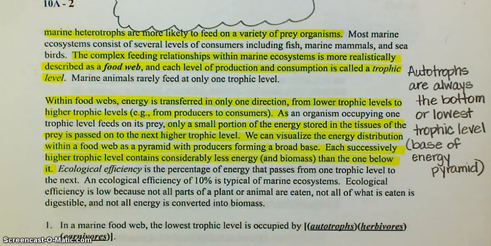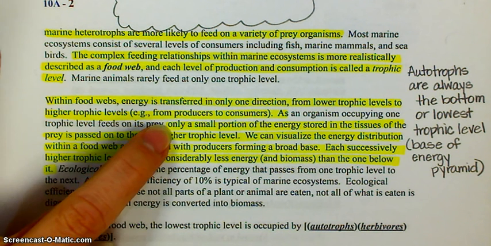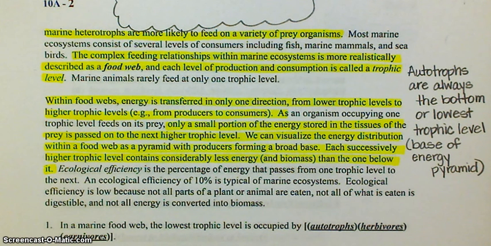Hang on. Okay, so make sure that you highlight within food webs, energy is transferred in only one direction, from lower trophic levels to higher trophic levels. For instance, from producers to consumers. Only a small portion of energy stored in the tissues of prey is passed on to the next higher trophic level. Think about the chicken. It may have taken 20 pounds of chicken feed to just produce a 2-pound chicken. That's probably oversimplified, but you get my point. Okay, we can visualize the energy distribution within a food web as a pyramid with producers forming a broad base. Each successively higher trophic level contains considerably less energy and biomass than the one below it. Okay?